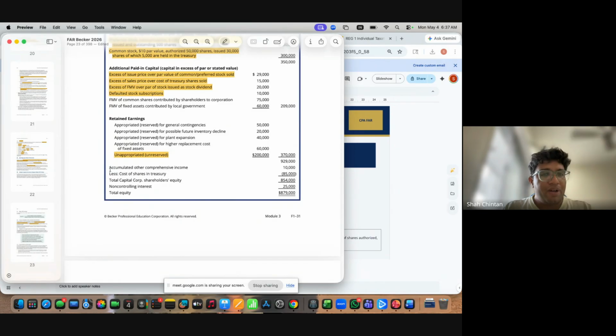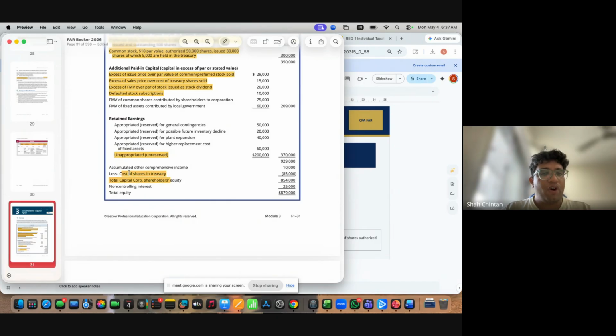Then you have accumulated OCI minus treasury shares at cost. So for treasury shares, we will see what method we can use, either the cost method or the par value method. So if you total all these things, common stock plus APIC plus retained earnings plus OCI plus treasury stock, you get the total corporation's equity.